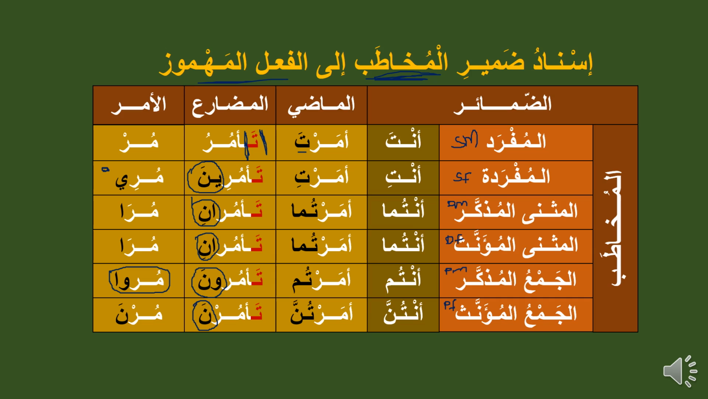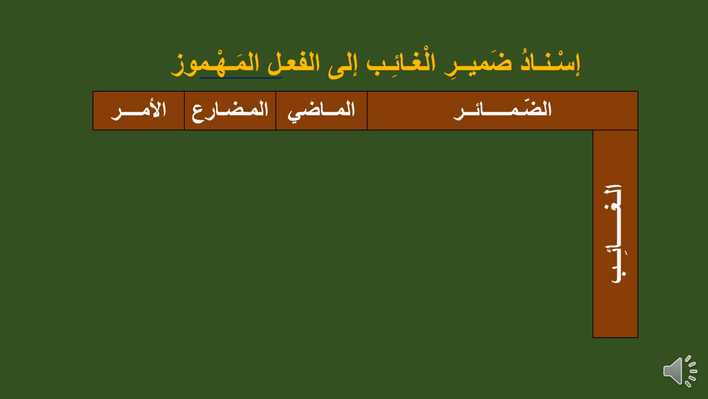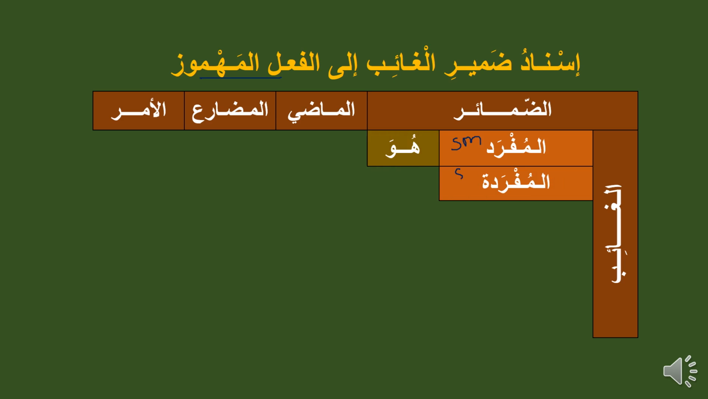So without wasting our time, let's move to the al-ghaib. It's not the domir al-ghaib al-fi'l al-Mahmuz. Joining the domir al-ghaib, the third person pronoun, to what? To fi'l Mahmuz. How do we do that? Let's see how we do that. The mufrad is singular masculine. Singular masculine is what? Huwa. The singular feminine is what? You should know that. Singular feminine, that's what?